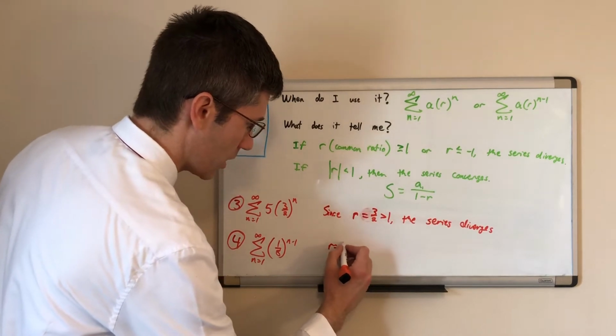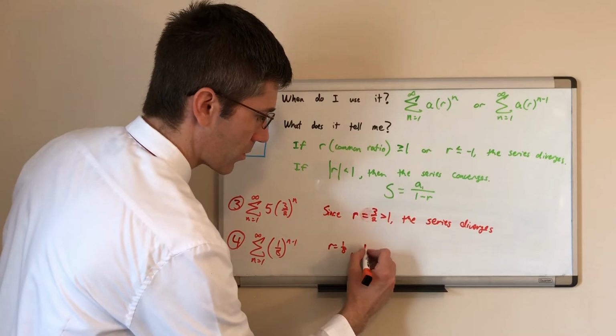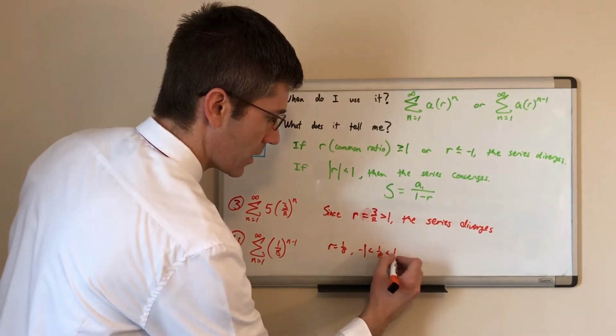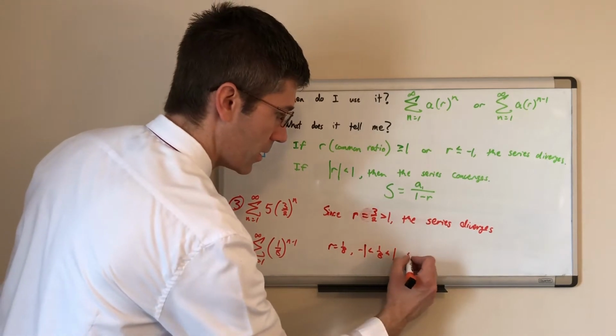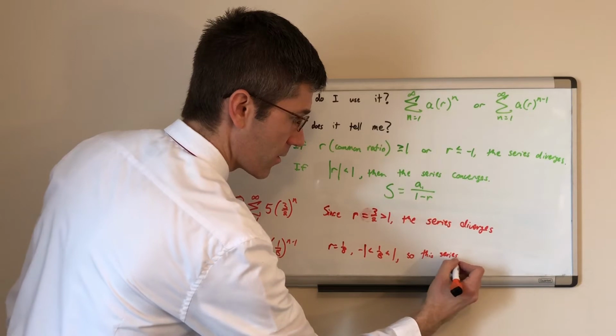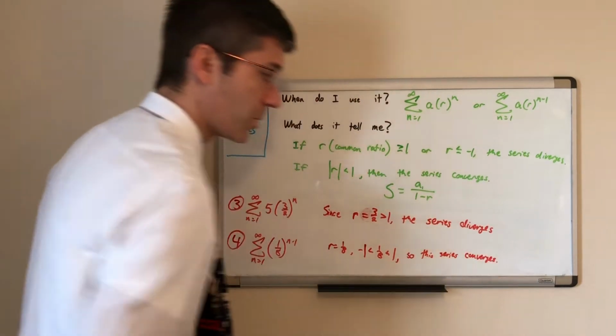So r equals 1/8, and I'm going to write it all mathematical. 1/8 is between -1 and 1. So this series converges. Okay, they didn't ask this, but what does it converge to?